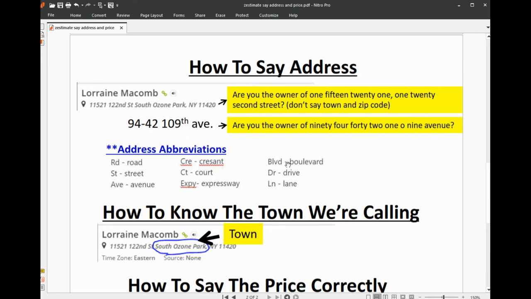And a lot of times, if you encounter people that are confused about who you are actually looking for, then we might need to ask them, are you the owner of 9442 109th Avenue? Okay, so sometimes we might use this, but I'm just letting you know how to say it. We don't say dash, we don't say 94-42, we just say 9442 109th Avenue. But we usually don't need to use this when we're running down the script, but sometimes the owners are confused.